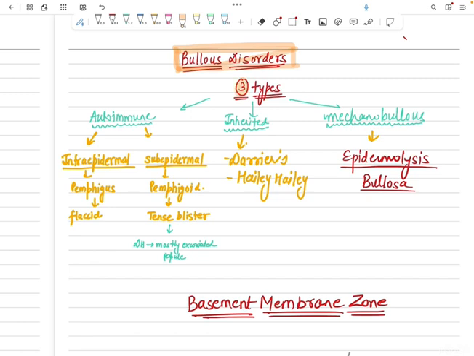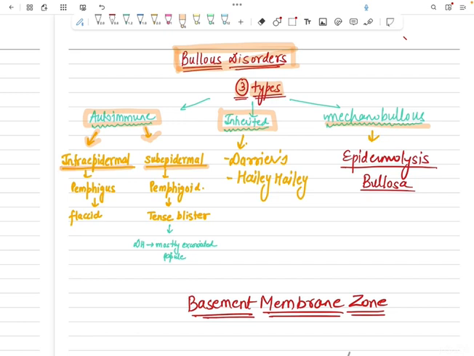So we can classify them into three types at your level. So they can be autoimmune bullous disorders, inherited ones, and mechanobullous. Autoimmune bullous disorders are the ones in which we do have antibody formed against some antigen in the skin, right? So these can further be classified into intraepidermal and subepidermal. We will have a detailed explanation about it.